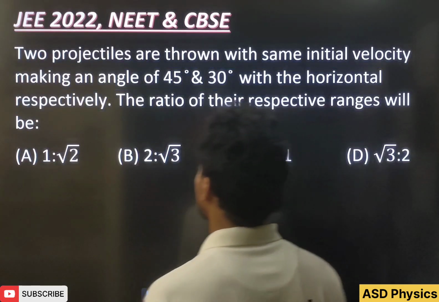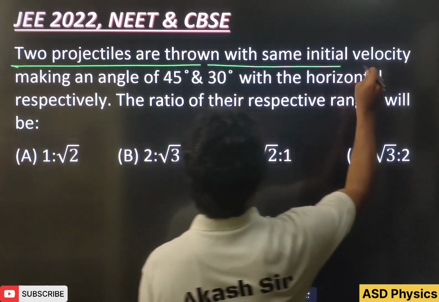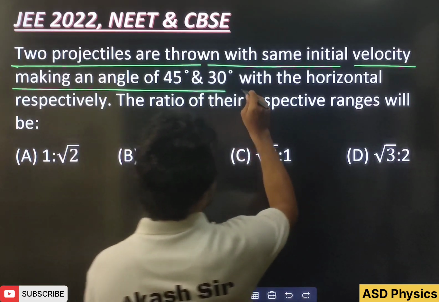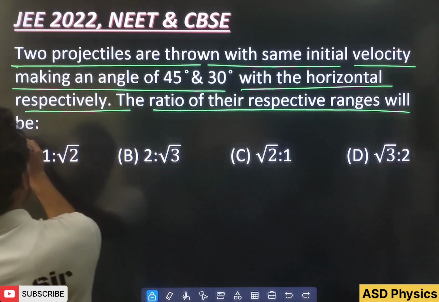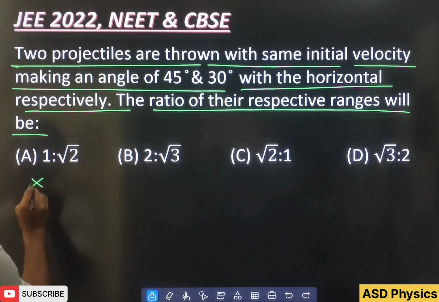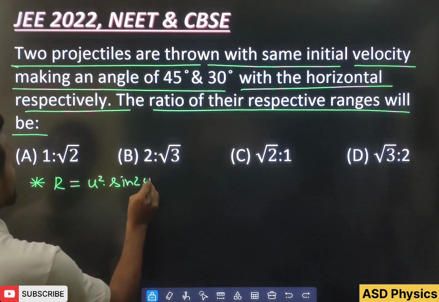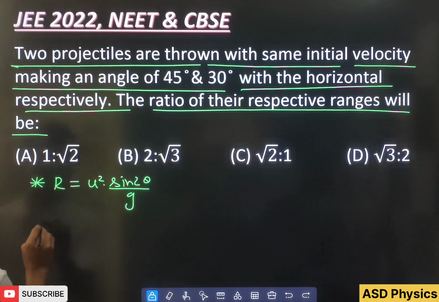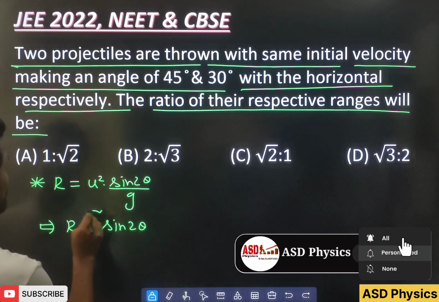Okay, great. Next, let's see this question. The question is, two projectiles are thrown with the same initial velocity, making an angle of 45 degree and 30 degree with the horizontal respectively. The ratio of their respective ranges will be how much here? Same velocity means same speed here. Okay, so what will happen here? Kindly see here the range formula is what here? u square sine 2 theta by g. Speed is the same, that means u is constant, g is constant, so we can write here R is directly proportional to sine 2 theta.